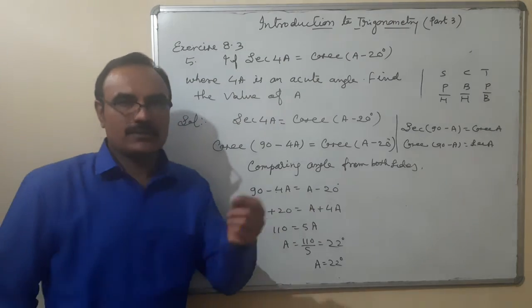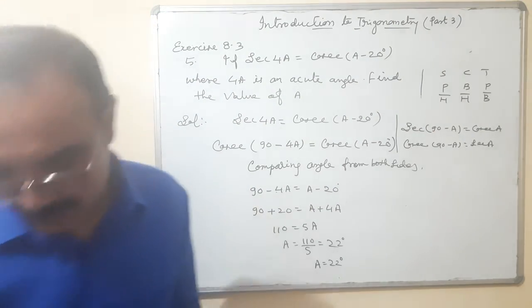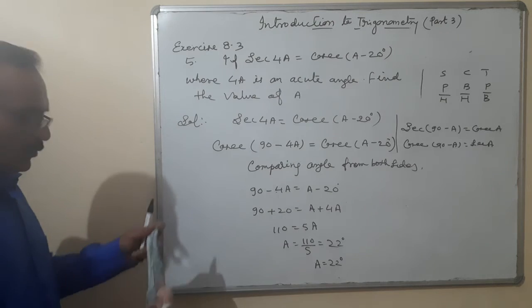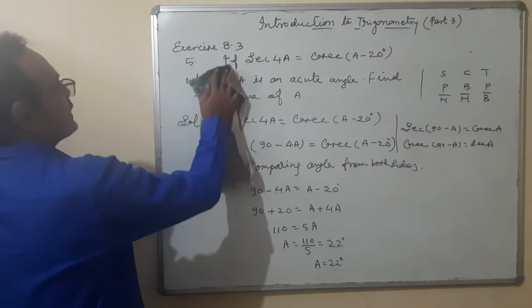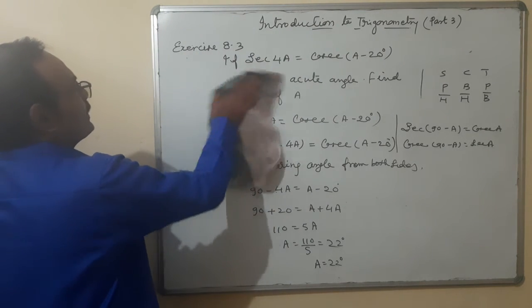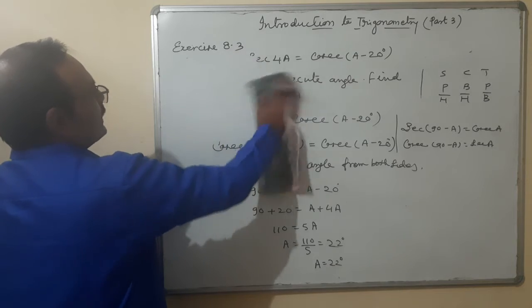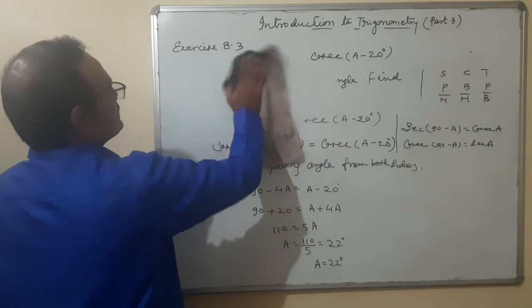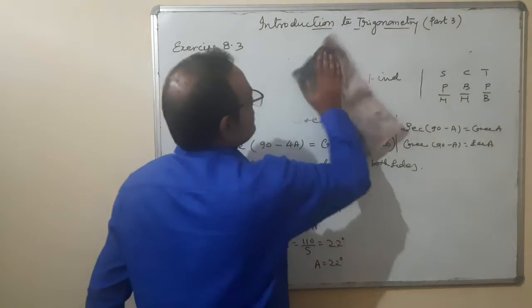Same as you can solve questions number 3 and 4 also. We will convert both the sides, left hand side and right hand side, in the form of the same trigonometric ratios, and after that compare their angles, rather than cancelling them, comparing their angles.